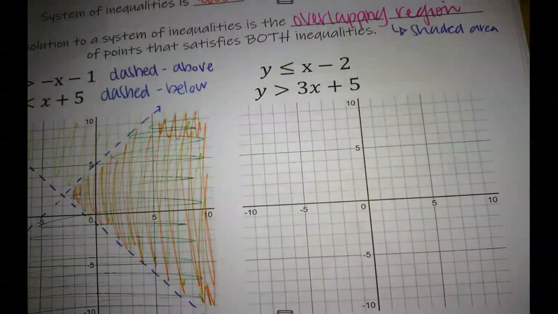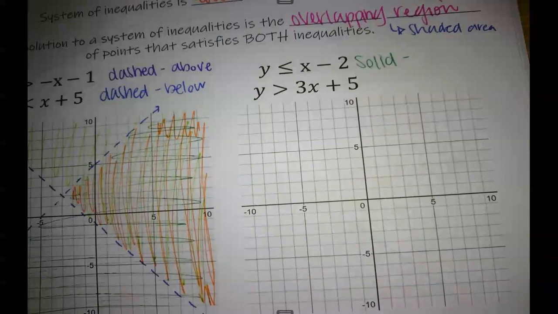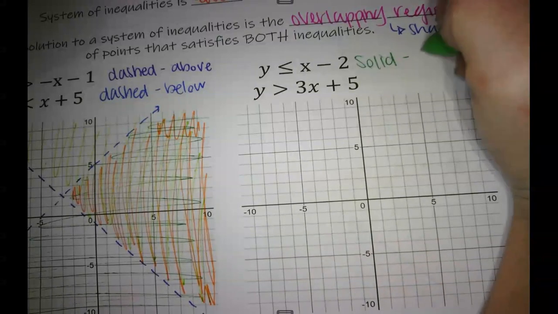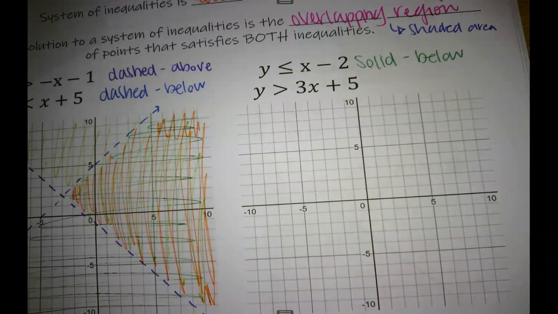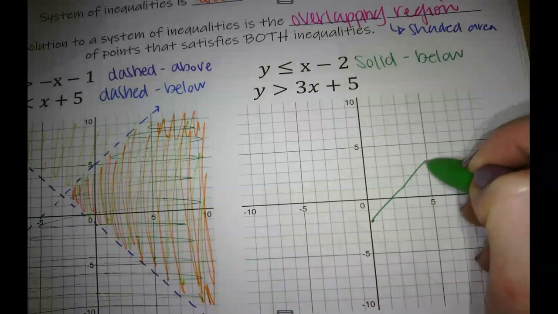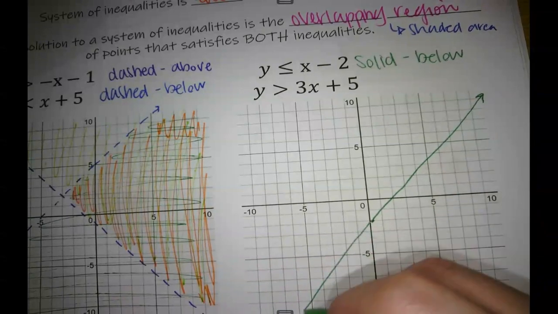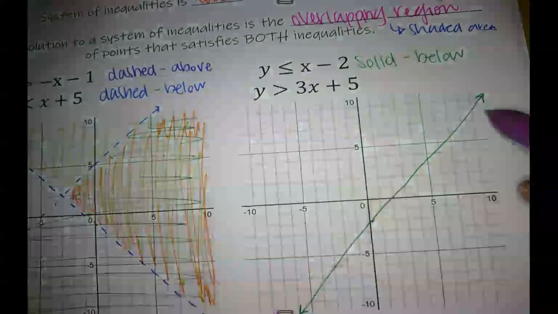All right, let's look at this example, practicing our little drawings. This one has an "or equal to" sign, so we are making a solid line, and it is less than or equal to, so we're going to shade below. And this line looks something like this. It's not going to be perfect this time. All right, and we are shading below. So this is above, this is below.